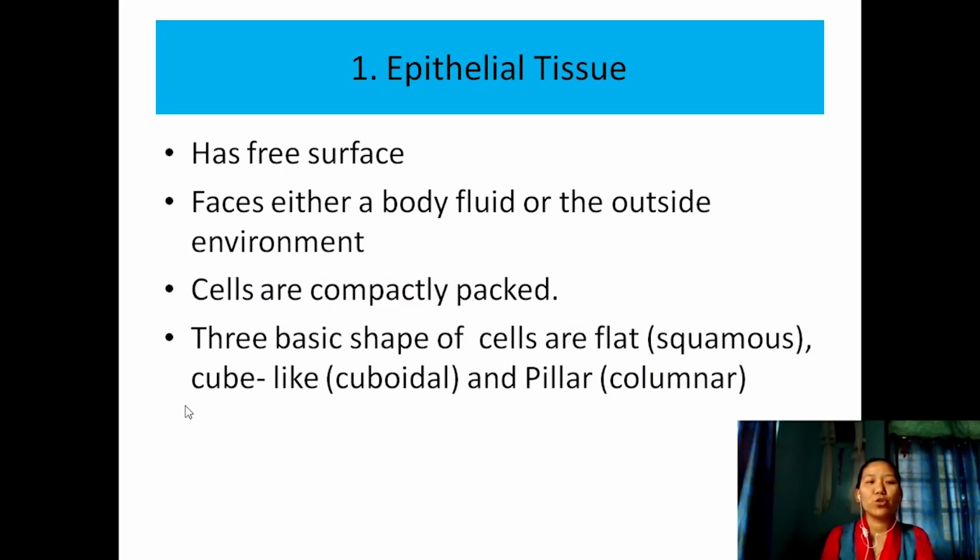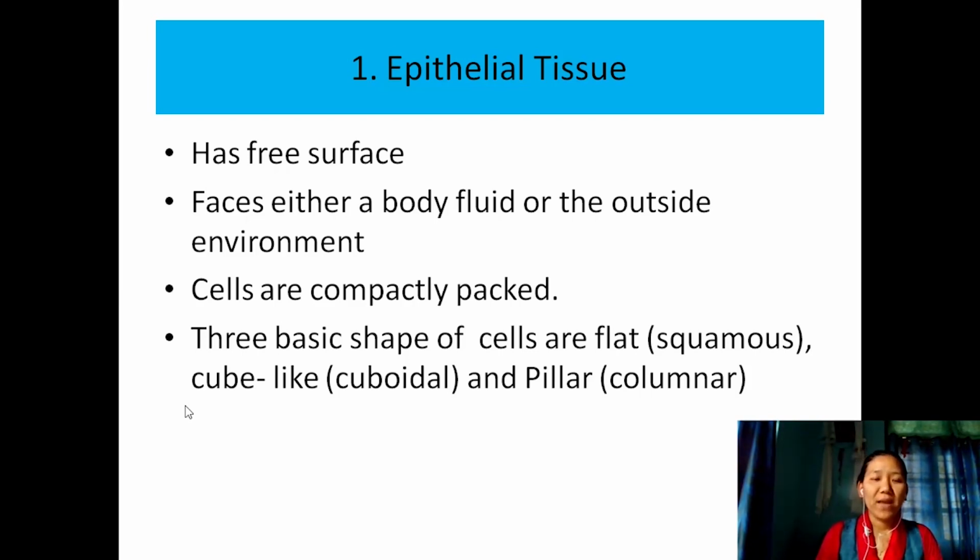Epithelial tissue usually has a free surface. This free surface may face either the body fluid or the outside environment. When it faces the body fluid, it forms a lining of a cavity, tubule or duct. And when it faces the outside environment, it acts as a protective layer, for example like skin.